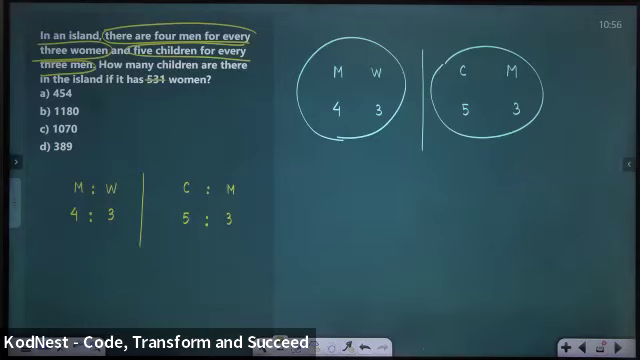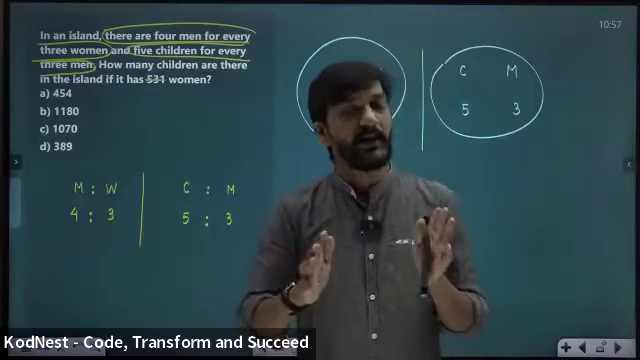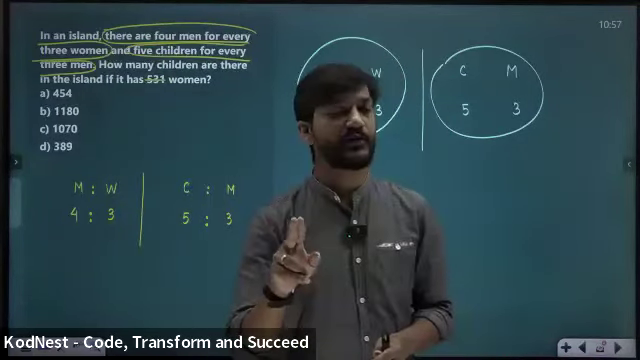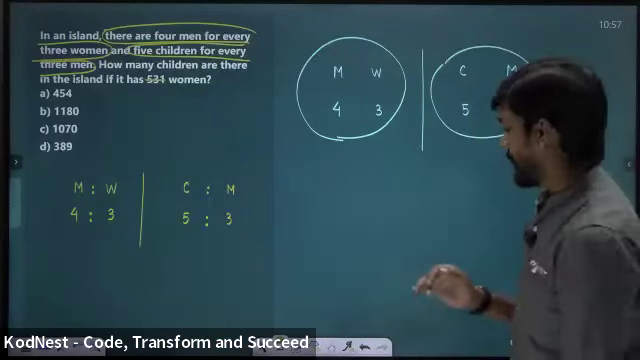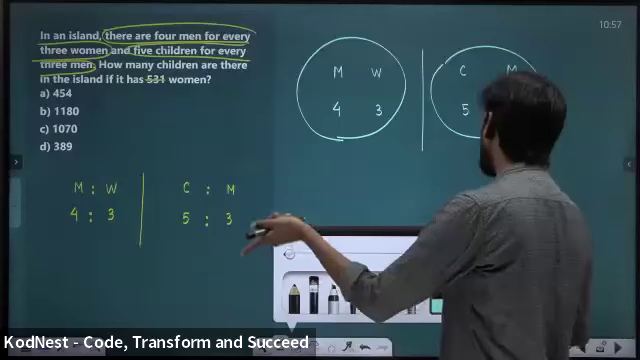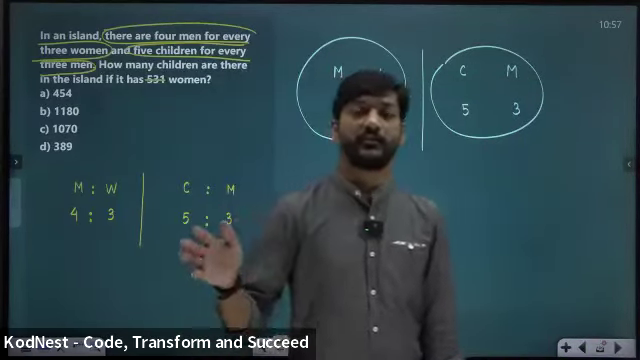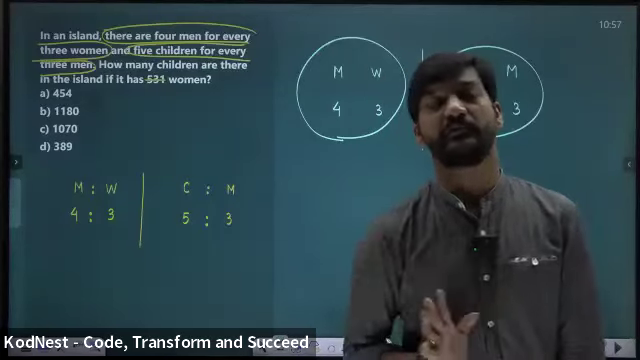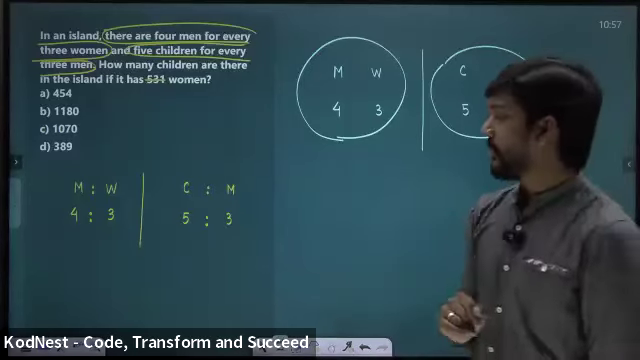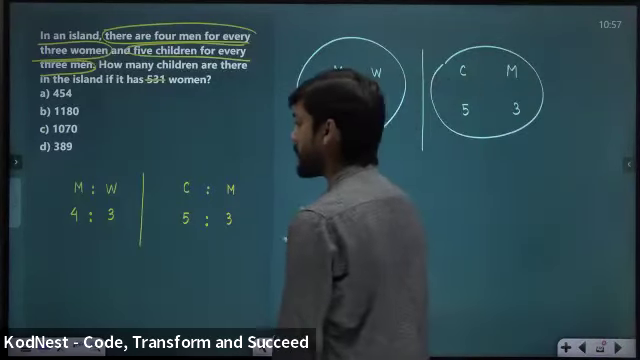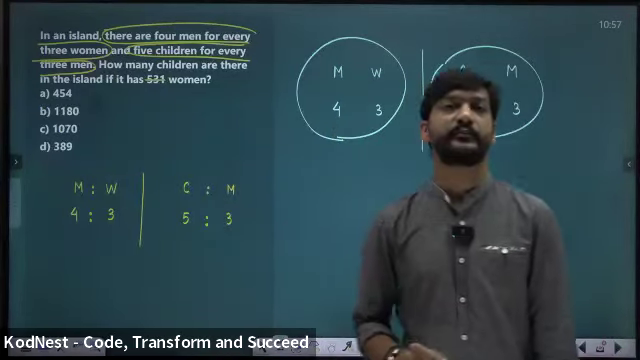Okay, the number of men has two different values. Is it possible that on an island, there are two values for the number of men? Not possible, right? So there is a problem. If I directly take the values, the problem can be eliminated once I modify the ratio. So I need to multiply. What should I do so that the men value becomes the same?